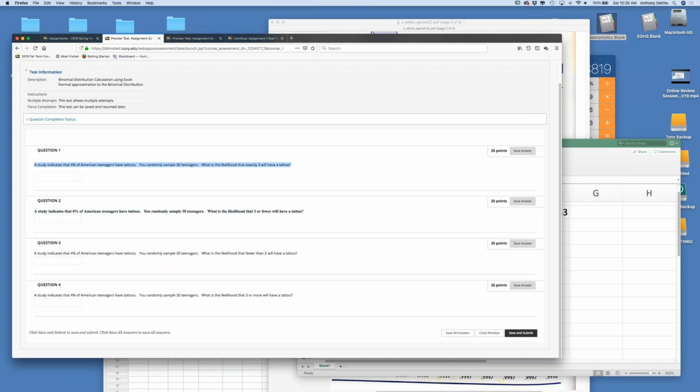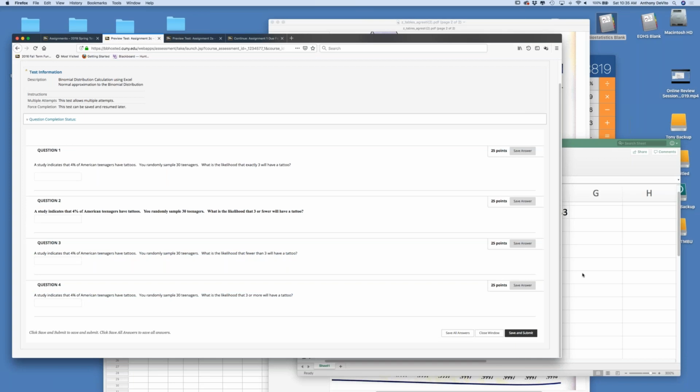So this one, exactly 3. This one, 3 or fewer. And then this one is the likelihood that fewer than 3, and this one is what's the likelihood that 3 or more will have a tattoo. Kind of the same question, but let's take a look at what this means.